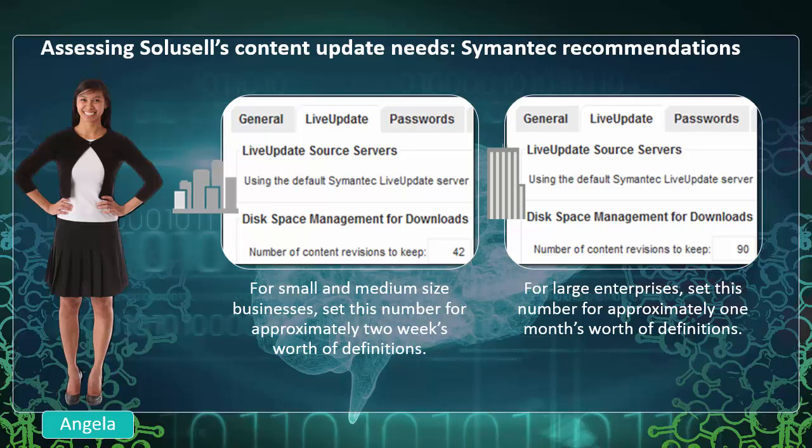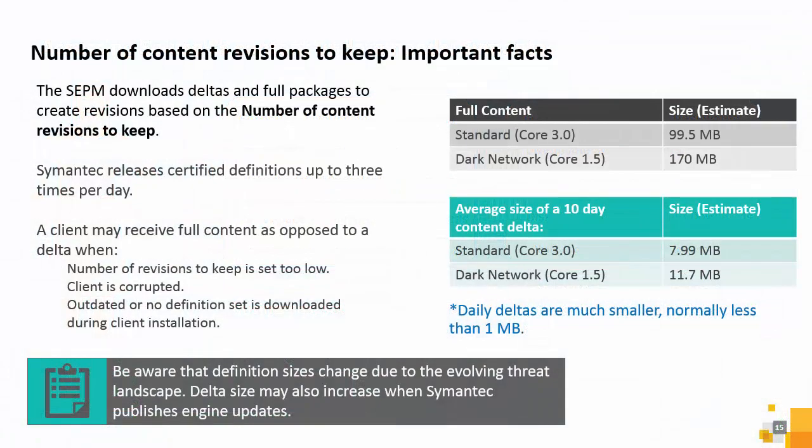Note that the number of content revisions to keep depends on the need to balance network bandwidth usage with the amount of available hard drive storage on the subdomain. You make this determination based on the specific network requirements and limitations of your organization. This slide shows whether the clients download full or Delta content, how many times a day Symantec releases definitions, and why a client may receive a full definition set as opposed to a Delta.